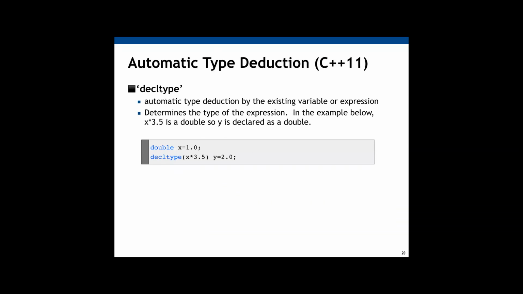And decltype also automatically infers type from existing variables or expressions. If you look here, the variable x is of type double. And if we declare the y variable like this one, because x is a double and 3.5 is also a double, double times double returns a double value. So y also becomes double type. Like auto, it automatically infers the variable type from existing variables or expressions.